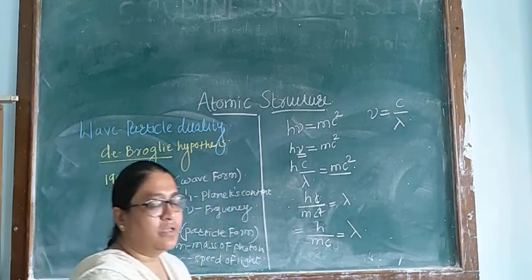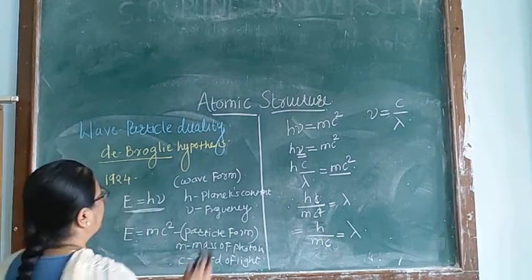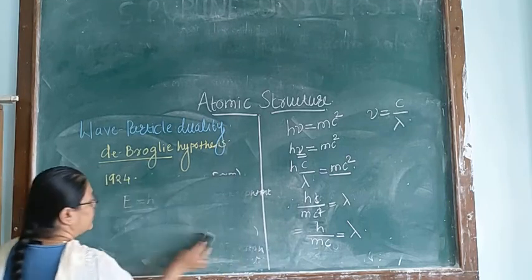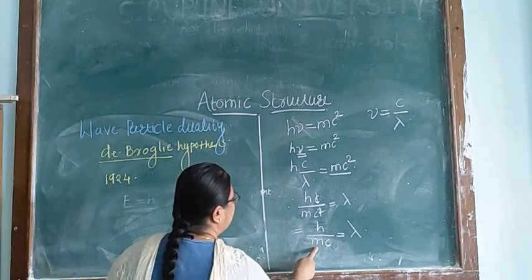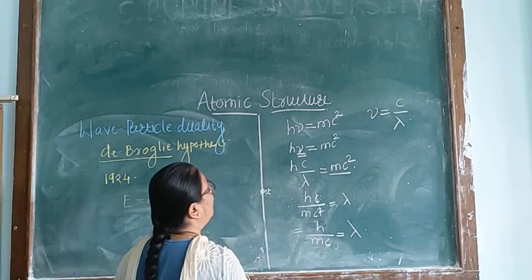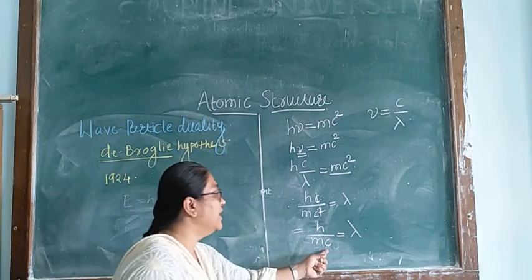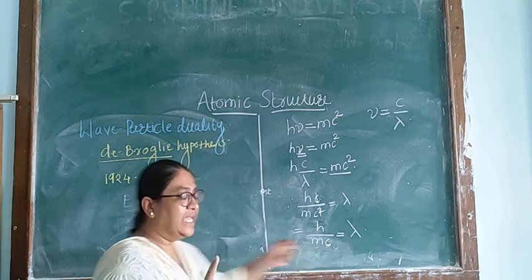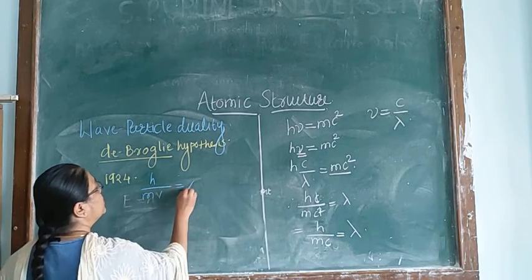Now this relation de Broglie considered for particles like the electron. Therefore here, the mass of the photon is substituted with the mass of the electron and the speed of the electron. Now the speed of light and the electron are not the same. So if we substitute the speed of light with the speed of the electron as v, this equation becomes h divided by mv is equal to lambda.